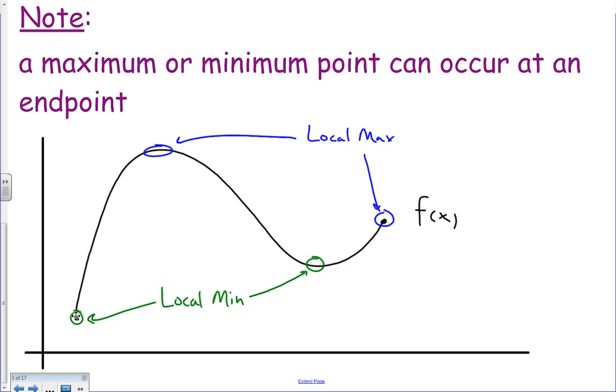All right, and then finally, global maximums and global minimums. Now that you have all those labeled, you can look at all of these and determine the highest one. That's the global max. So this one right here is going to be the global max. That's the highest point. And it looks like this endpoint over here on the left is your global min. Global max, global min, local max, and local min.